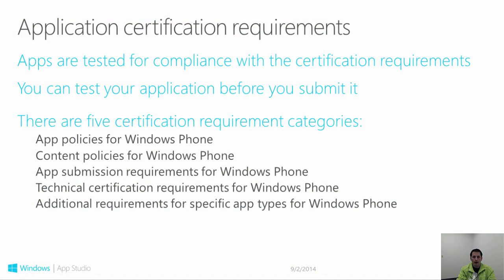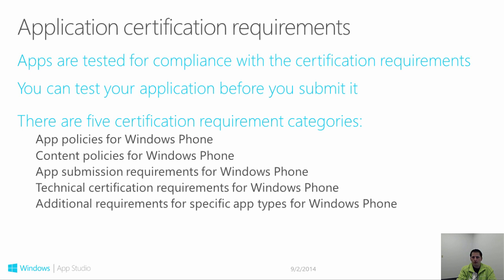All apps and in-app products must comply with the certification requirements before they can be published in the Windows Phone store. The certification requirements are divided by type, such as app policies, content policies, and app submission. Each applicable certification requirement contains steps that you can use to test your app ahead of time.